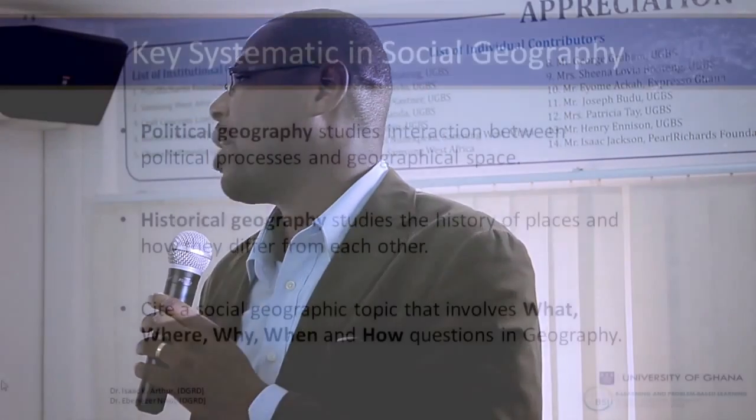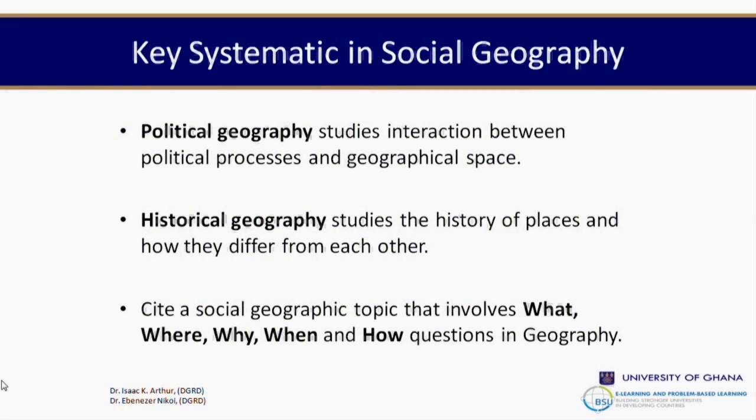With regards to political geographers, they look at the interaction between the political process and the geography of space. So what is the political process in that area? Is it a dictatorial form of governance? Is it a form of democracy? And then when it comes to the spatial dimension, you look at it in terms of a particular place where this actually takes place.